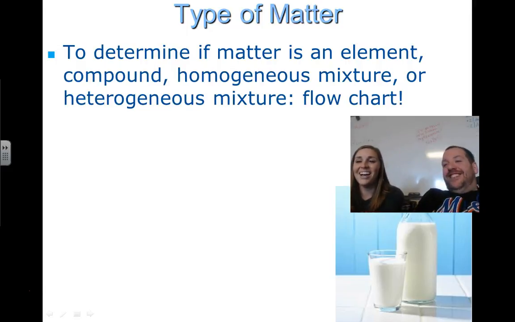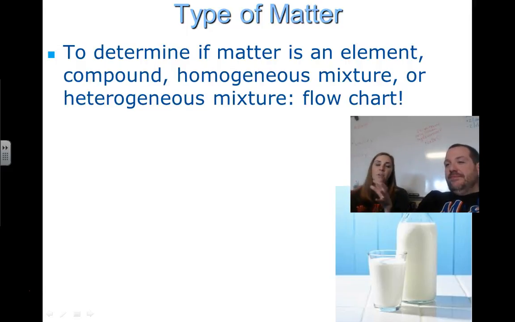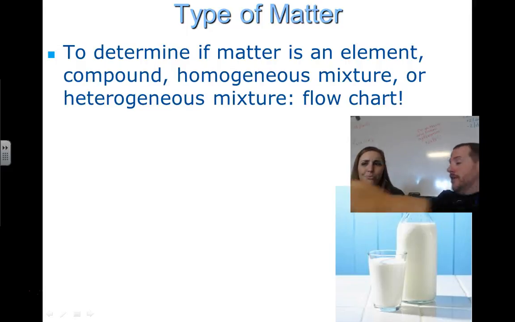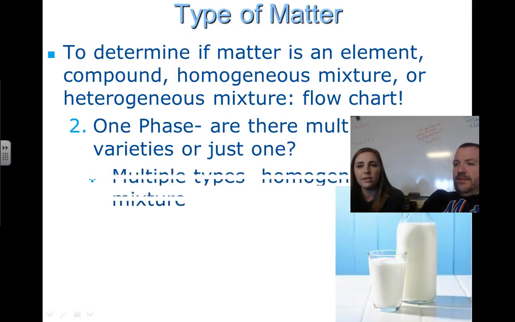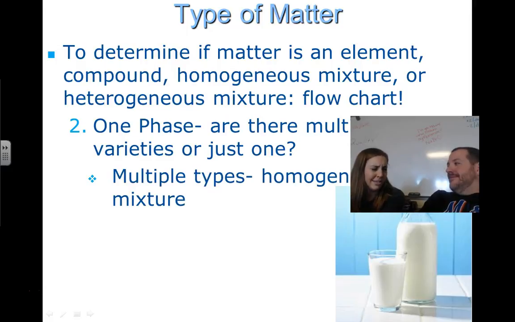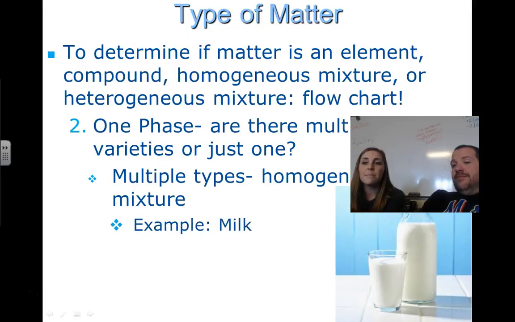Awesome. Okay. So if the substance looks the same throughout, it's going to be one of these things. Milk is homogenized. So if there's one phase, think: are there multiple varieties, or is there just one type? How many options are there? For multiple types, it's going to be a homogeneous mixture. For example, milk.